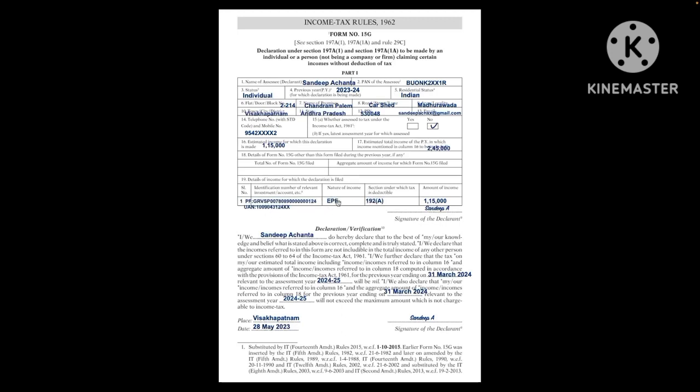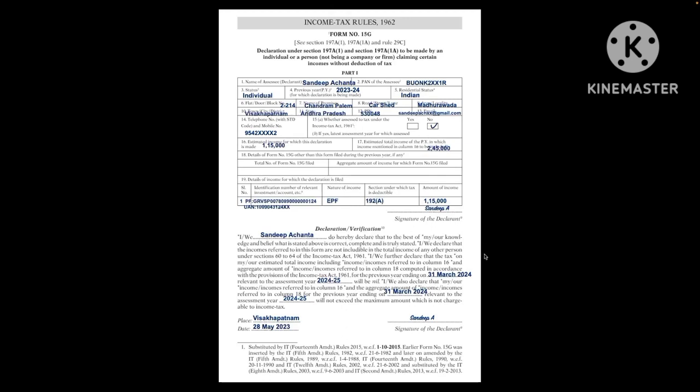Under field number 19, mention the serial number as 1 and write your PF number and UAN number, and the nature of income is EPF, and the section is 192A, and the amount of income is whatever the amount you are withdrawing. Here the EPF amount which we are withdrawing is 1,15,000 rupees. The same amount which we have mentioned in field number 16. Next come to the declaration or verification part.